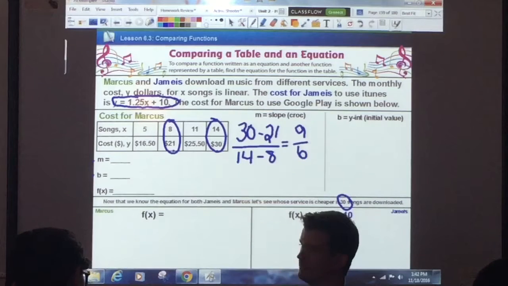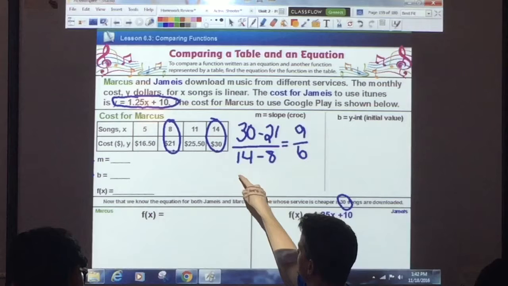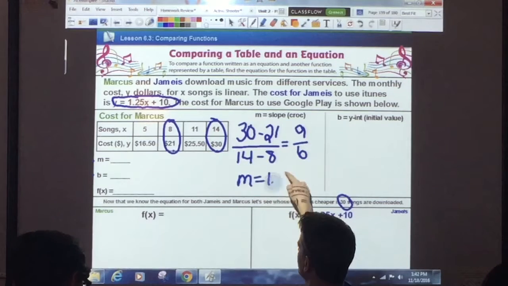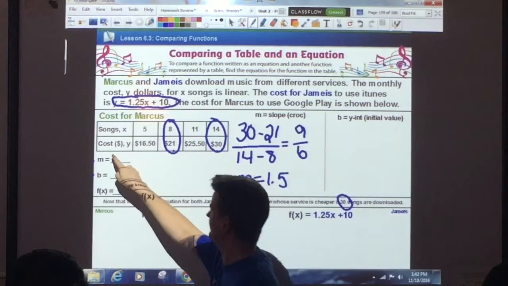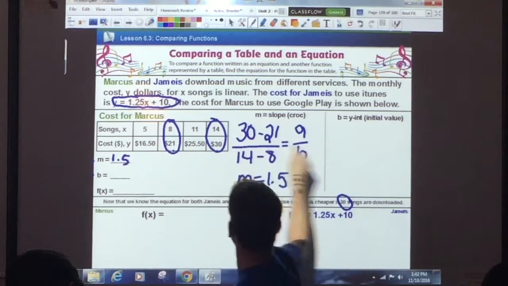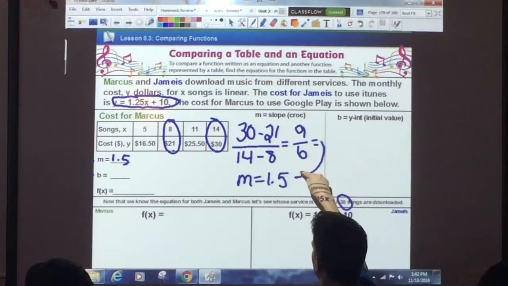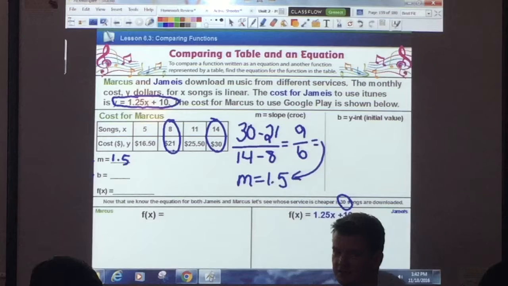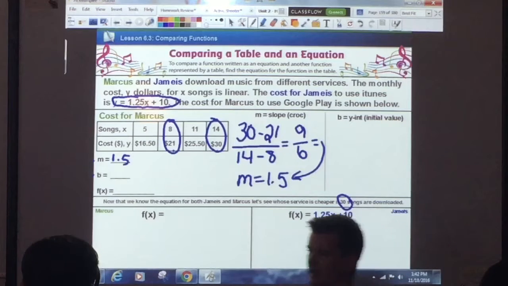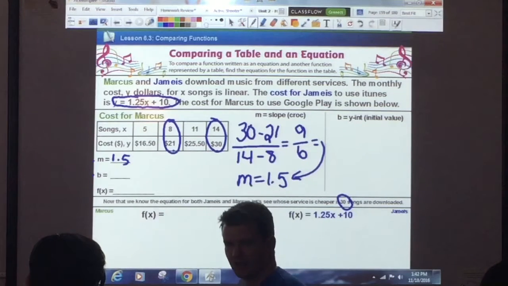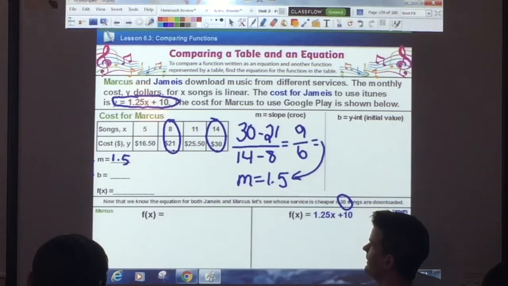Because this is dollars and cents, I will divide and turn it into a decimal. My m for this is 1.5. So I found the m, 1.5. 9 divided by 6 becomes 1.5. Once I know the m, I can go back and I can find the b, the y-intercept, the initial value. It's all the same thing. So I'm going to go back and I'm going to find that.